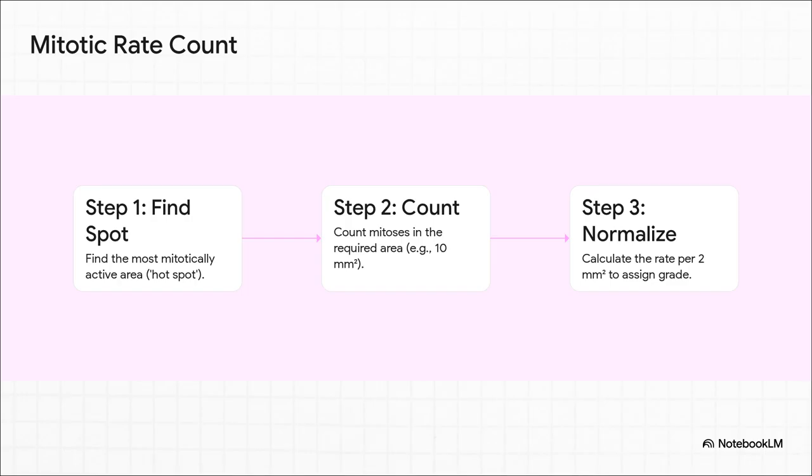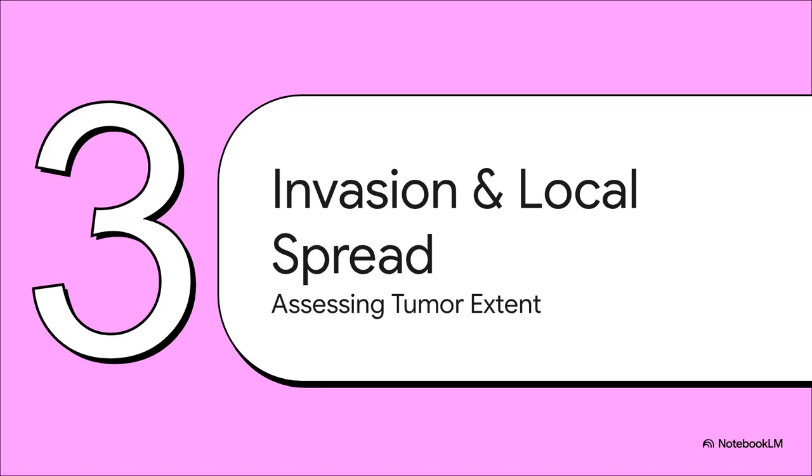Finally, you do a little math to get that count into the standard units of mitoses per 2 square millimeters, and that number gives you your grade. Okay, so we know the tumor's size and we know its speed, but where has it gone? It's time to map out its local spread.